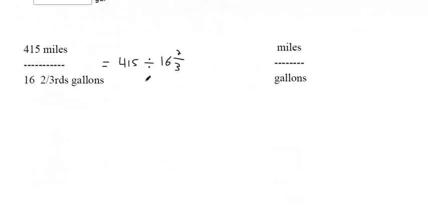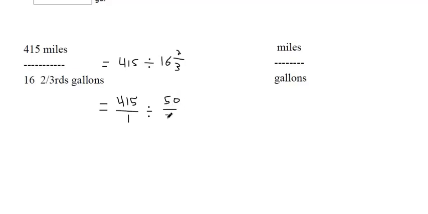Okay, so to make that division happen, we could change that 415 into a fraction by putting a 1 underneath it. And then we can change the 16 2/3 to an improper fraction to help us conduct the division. So remember, to convert to an improper fraction, you do 3 times 16. So 3 times 16, that's 48. And then that 48 plus 2 makes 50 over 3.